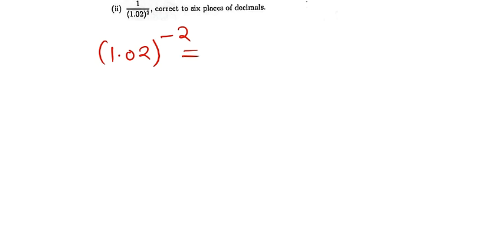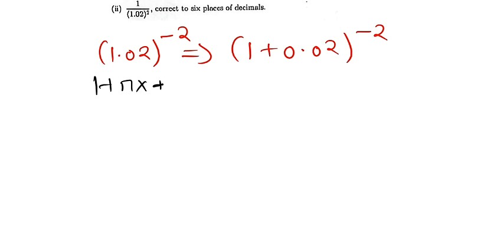Now we can take it again in the form of 1 plus a value that is less than 1, which in this case will be 0.02. Now don't forget our formula that we're dealing with, that is 1 plus nx plus n(n minus 1) over 2 factorial x squared, and so on and so forth. So plug in our values.